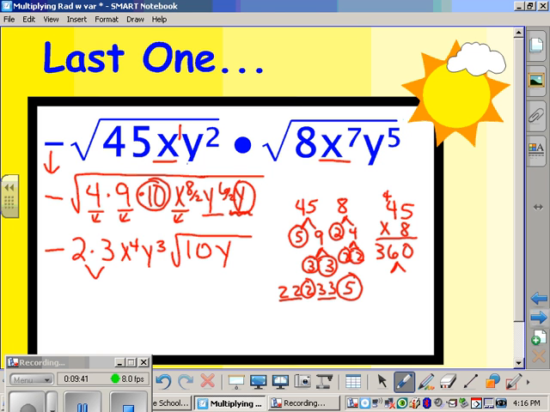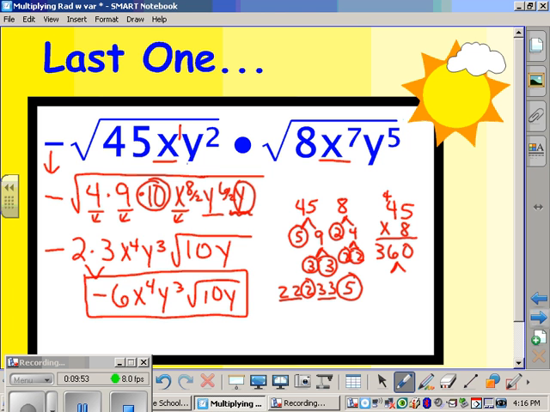From here, I simply multiply the negative 2 and 3, which gives me negative 6, and drop down everything else. So you just need to be careful, and sometimes it helps to look at everything individually, and then at the end you can put it all back together. And this completes the lesson on multiplying radicals with variables.